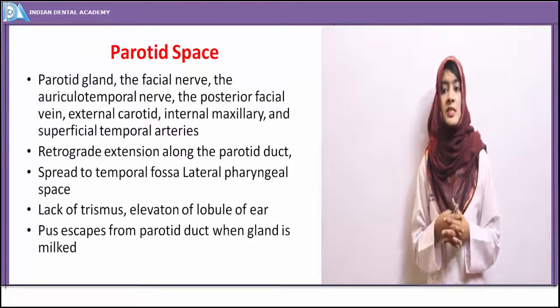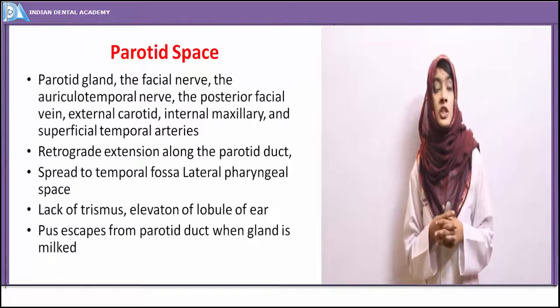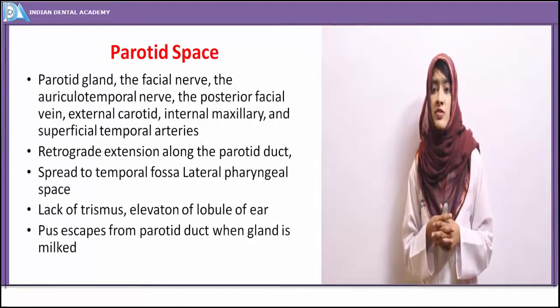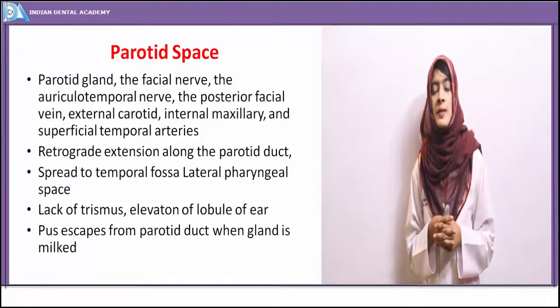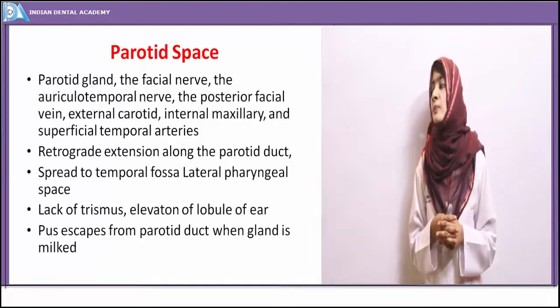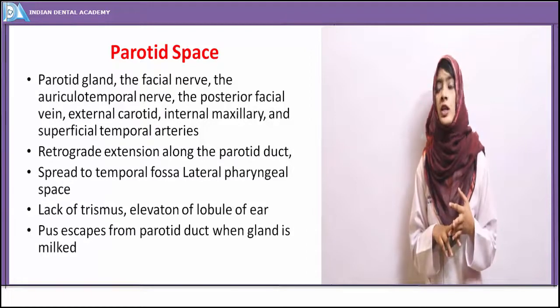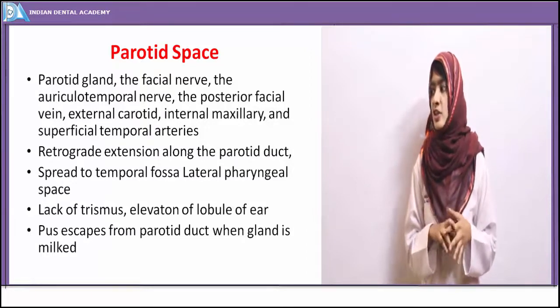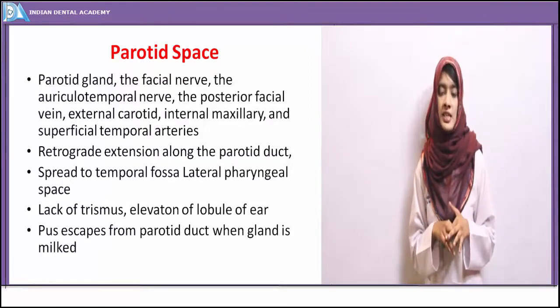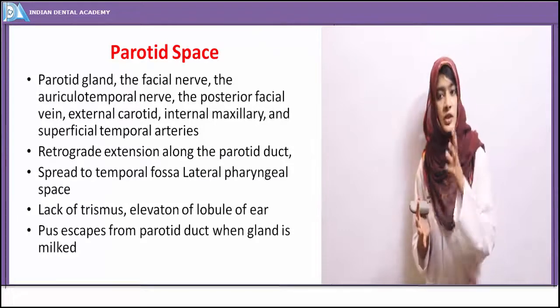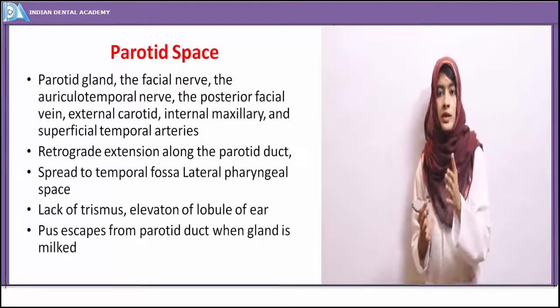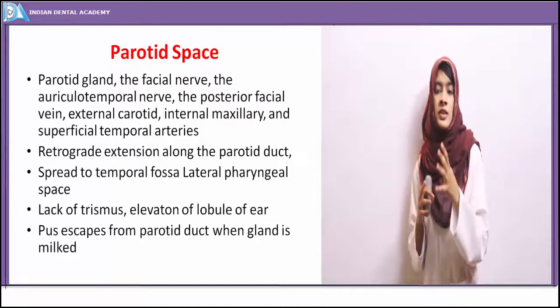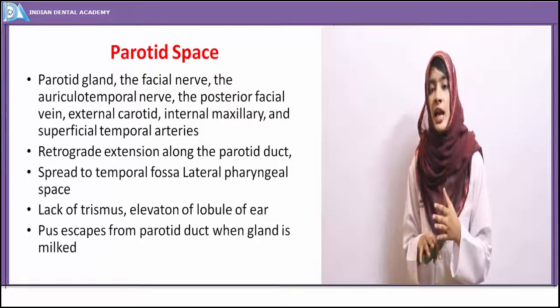The parotid space is another common, potential space where inflammation or infection can spread. Basically, the parotid space involves the parotid gland, the facial nerve, the auriculotemporal nerve, the posterior facial vein, and the external carotid and internal maxillary artery. These are the contents of the normal parotid space or parotid gland. It is bounded by the vein, the arteries, and the parotid gland itself.